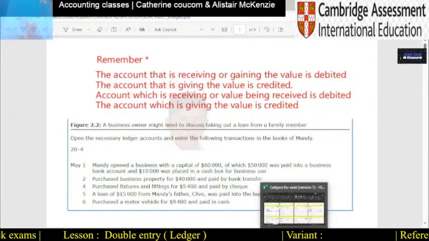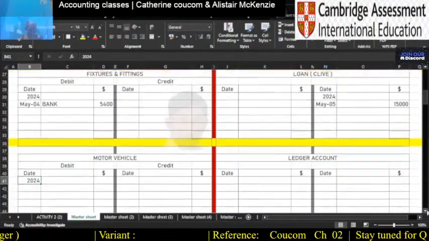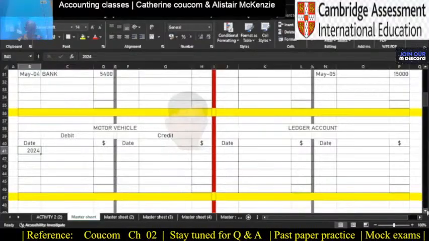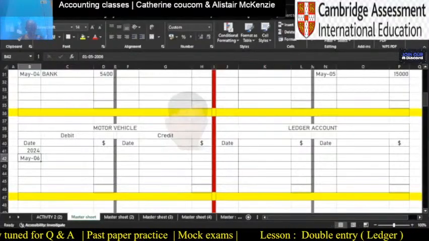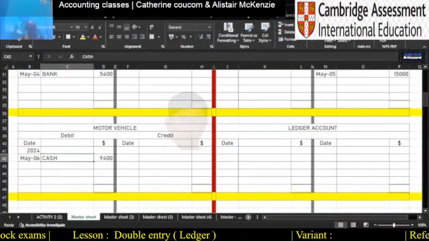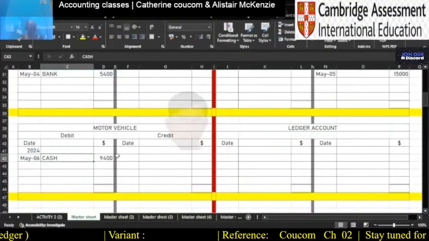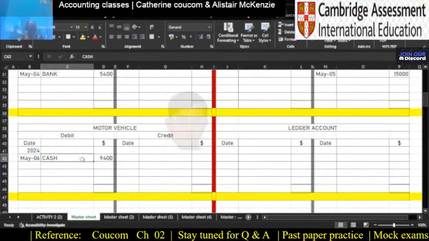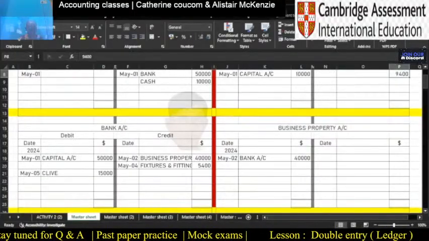Wait a minute. The motor vehicle account should be opened. So we have purchased a motor vehicle. So what is coming in? Motor vehicle is coming in. So the account that is receiving is motor vehicle. So how much? May 6th, 9,400 by cash. So money is going out, motor vehicle is coming in, 9,400 by cash, and accordingly the cash account.